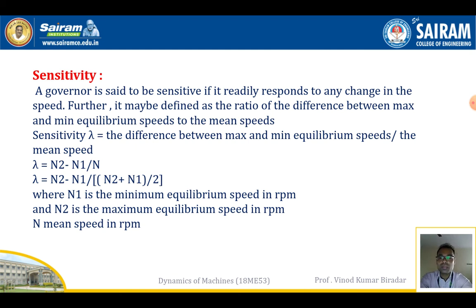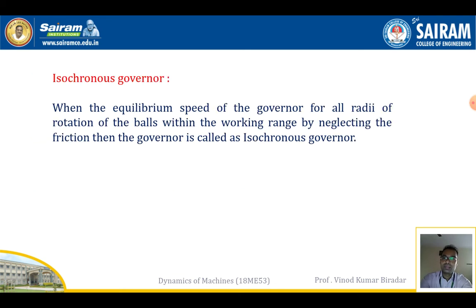Normally sensitiveness is denoted by lambda. The formula is lambda equals N2 minus N1 divided by N, where the mean speed N is the maximum plus minimum divided by 2, that is the mean speed of an engine. By using this we calculate the sensitivity of a governor. While solving problems, this formula we are going to use. Next, isochronism of a governor. This question is very important.